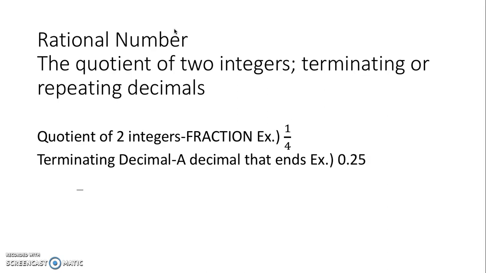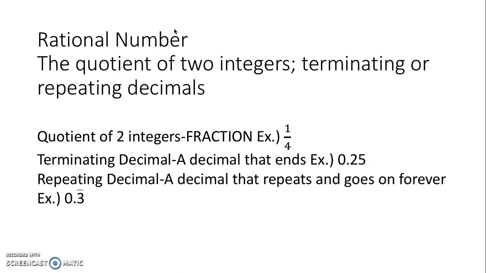A terminating decimal is a decimal that ends. An example is 0.25, which is actually equal to 1/4. Just to let you know that. So that is a terminating decimal. Other examples of terminating decimals would be 0.1, 0.3, 0.42. There are lots of different terminating decimals we could talk about. Those are just a few examples.